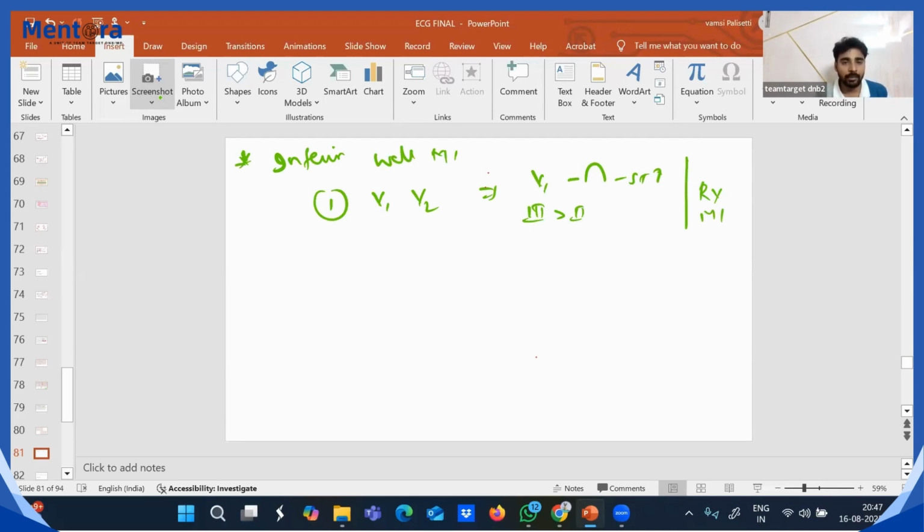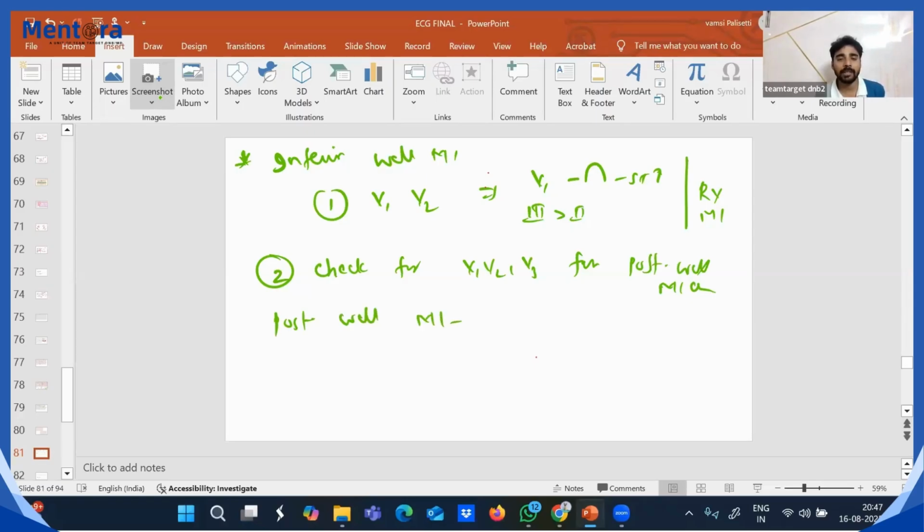The second important thing I want to say is, if there is any inferior wall MI, please check V1, V2, V3 for posterior wall MI changes. Why? Because posterior wall MI never happens isolated. It never occurs in isolation. It will occur along with the inferior wall as infero-posterior MI, or as infero-lateral posterior wall MI. Again, this is standard.